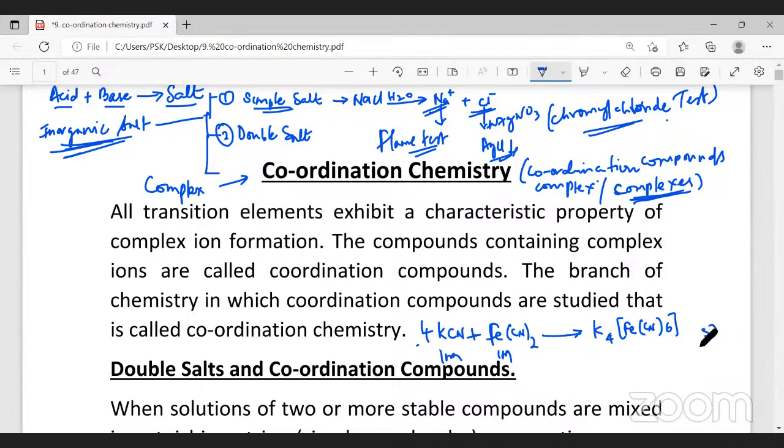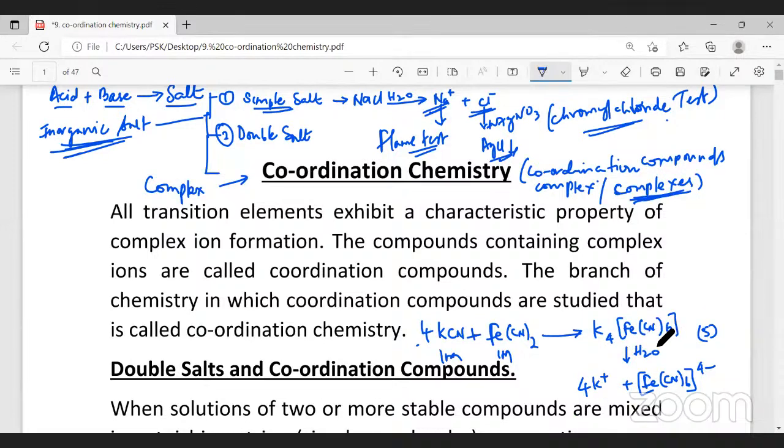It is a solid. When you dissolve this in water, it will dissociate to form 4K plus and [Fe(CN)6]4 minus. This is how the dissociation is. It is a solid, and in water, it will dissociate to form these ions.